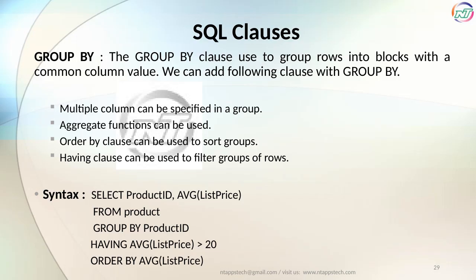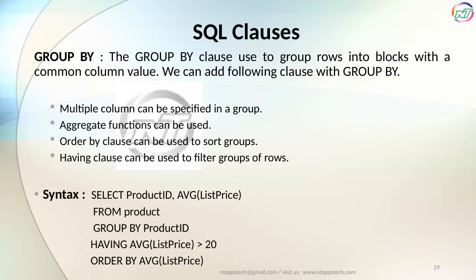The group by clause is used to organize rows that share the same value in one or more columns into groups. This allows us to perform operations on each group instead of individual rows. For example, you can specify multiple columns to group by, which means the rows will be grouped based on the combination of those column values.